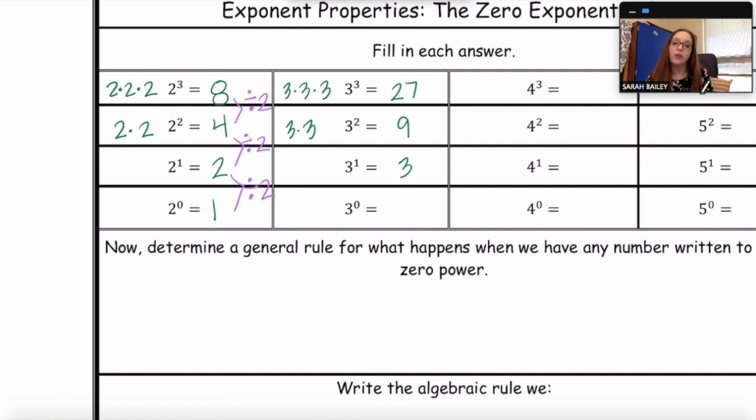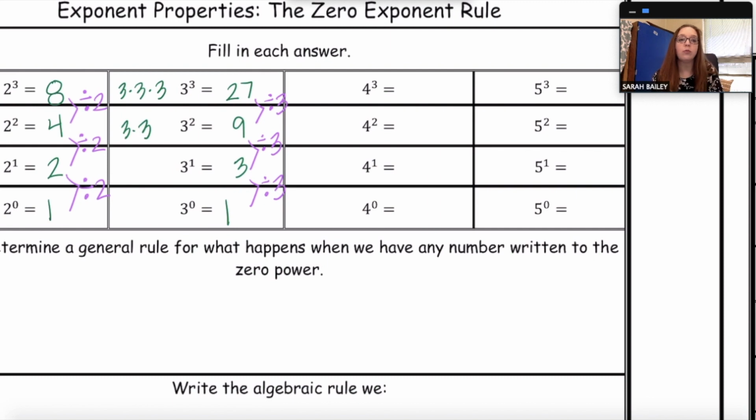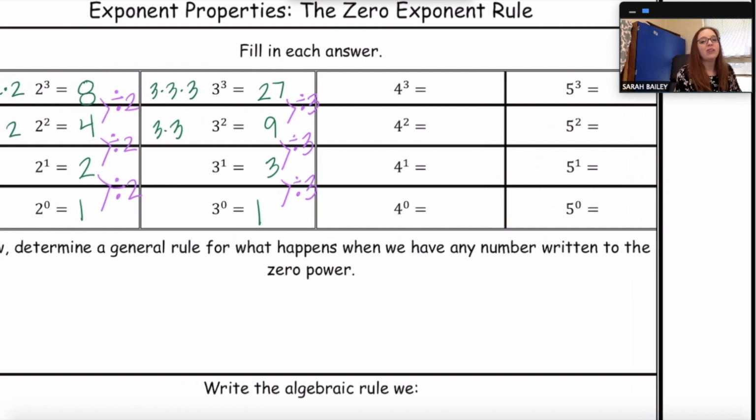What's the pattern here in our answers? If I go from 27 to 9, I'm dividing by 3. And if I go from 9 to 3, I'm dividing by 3. So to get my next answer, I just need to divide by 3. 3 divided by 3 is 1. So 3 to the 0 power is also 1. Now notice you have 2 more examples. So you might be thinking, okay, 4 to the 0 power should be 1 and 5 to the 0 power should be 1. Let's test that theory out.